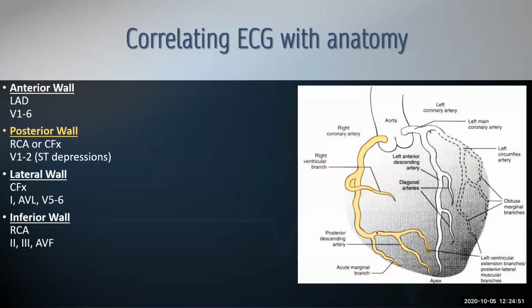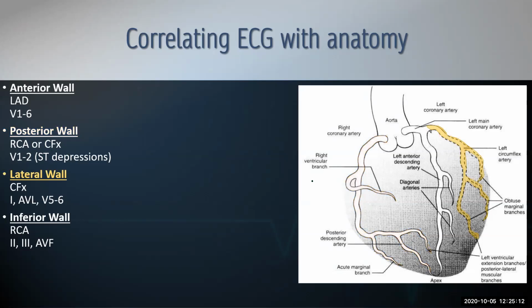Whereas the posterior wall can be the RCA as well. Sometimes you can see the LAD looping under the inferior apex region of the heart, but for the most part, we'll just assume right now it's going to be the RCA. And you could get some of the circumflex as well, but that's going to be V1 through 2. You'll see some ST depressions there.